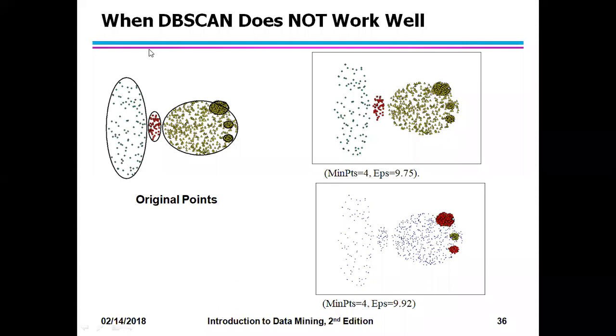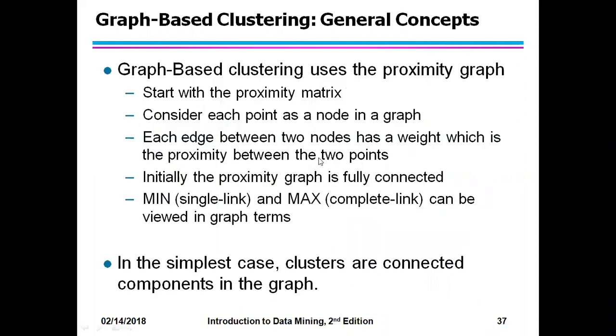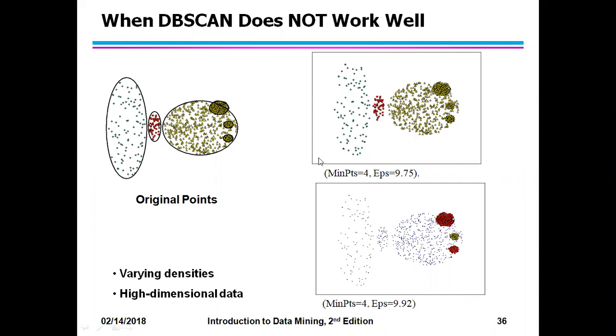Followed up with that, when does DBSCAN not work well? These are my original points, this is the minimum points, and this is the EPS which has been given. Varying density is where you find it, and very high dimensional data. At that time you can come across a situation where DBSCAN does not work well. So let us come across an example here.